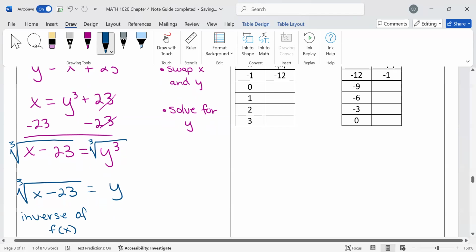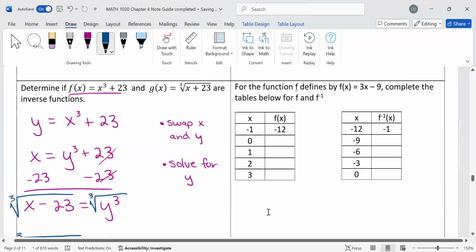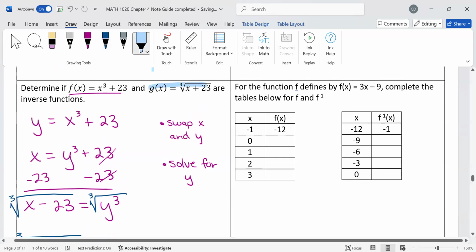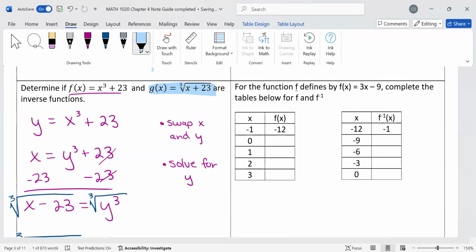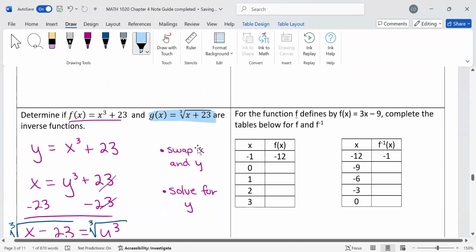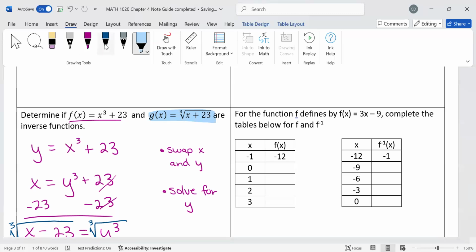So if we go back here and look at what they gave us for g. And again, this is a video, so you can pause this if you need to slow it down. It is not exactly the same. I have x plus 23. For our inverse, we got x minus 23. So that means f and g are not inverses.